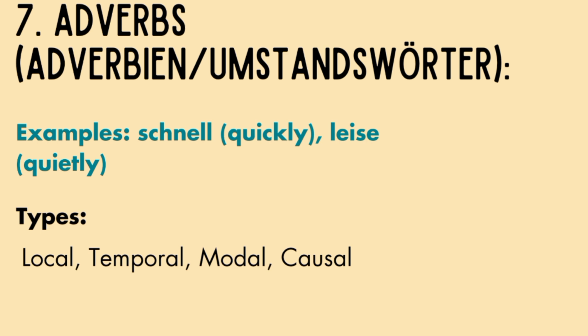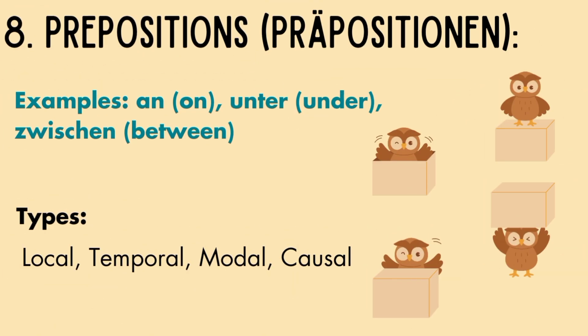There are some types of adverbs as well. Number one is local adverbs, temporal adverbs, modal adverbs, and causal adverbs. So here we have some examples of adverbs in German language, in which first is schnell, which means quickly, and leise, which means quietly. Now let's move on to preposition, which we call prepositionen in German language.